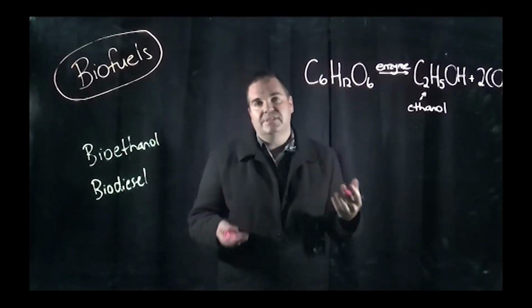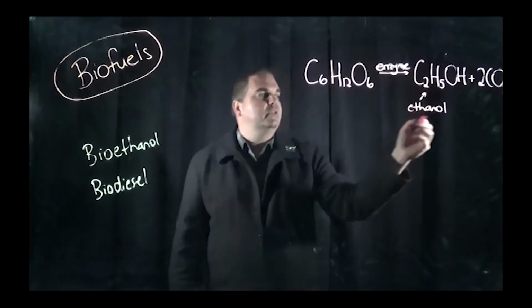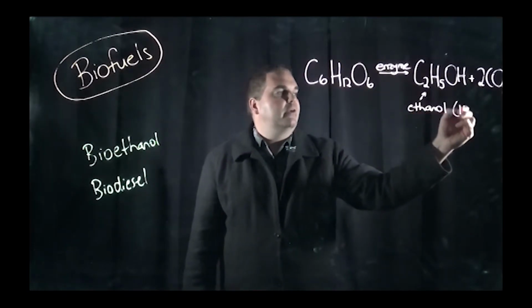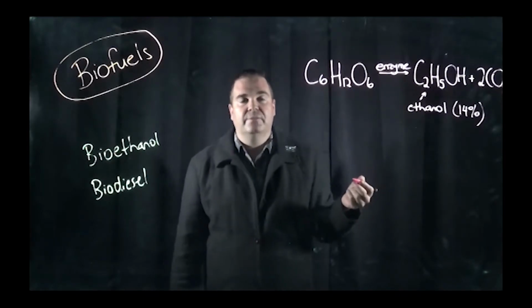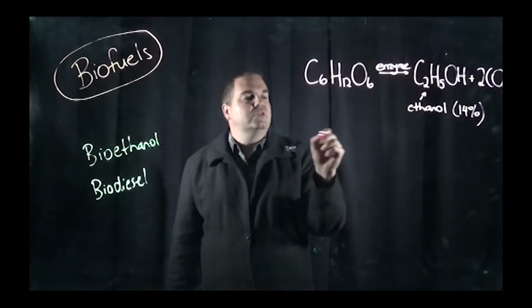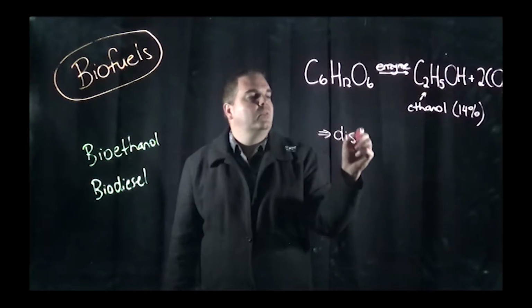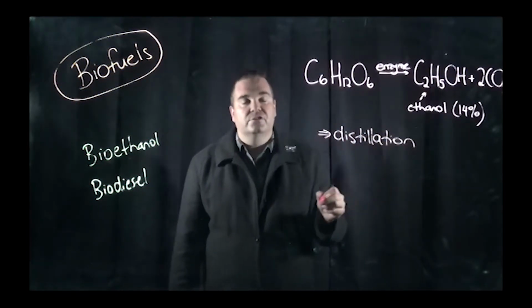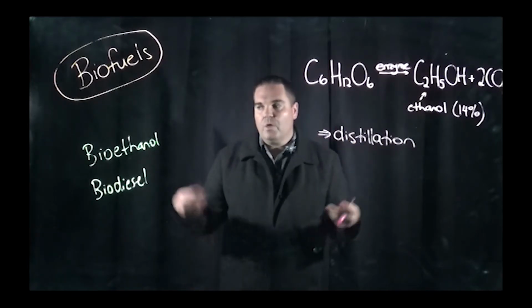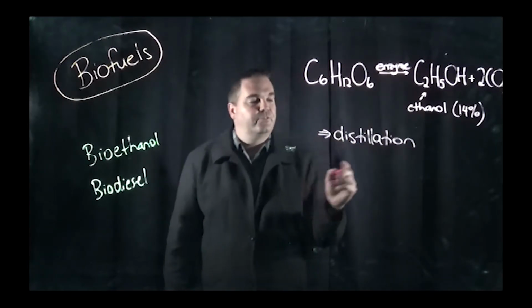What they then do is some distillation, because this ethanol that you get out from here will probably be around about 14% ethanol. We want to have a higher concentration than that to be able to use. So what they will do is do some distillation, and that distillation will produce a much higher concentration of our ethanol. What we can then do is use the ethanol as a fuel.